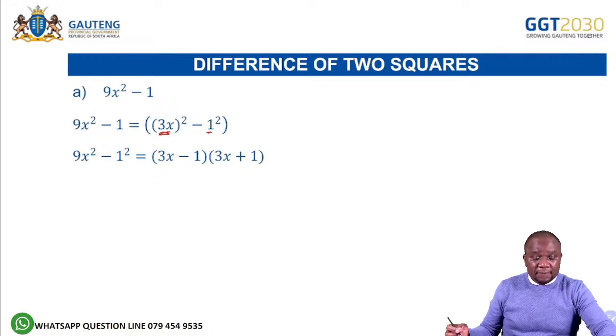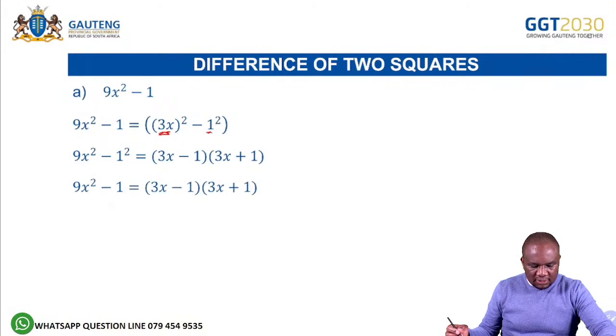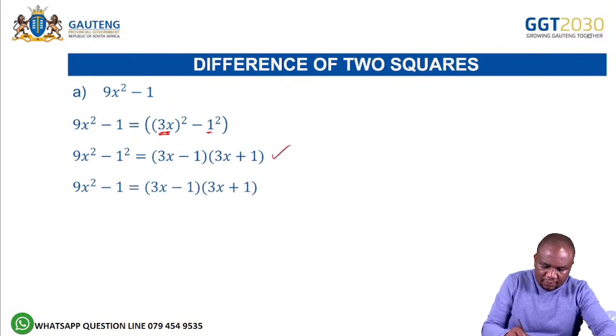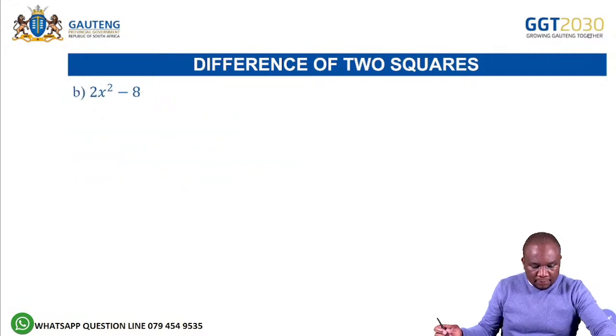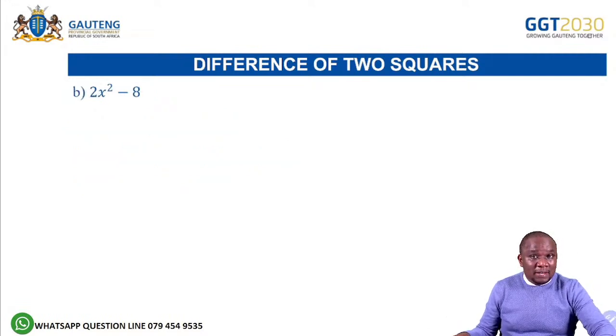Right, let's do B. What's the difference between this? Oh, it's just the same thing. Right, I want you to try B. I'm going to give you 2 minutes. Let's try B for 2 minutes.